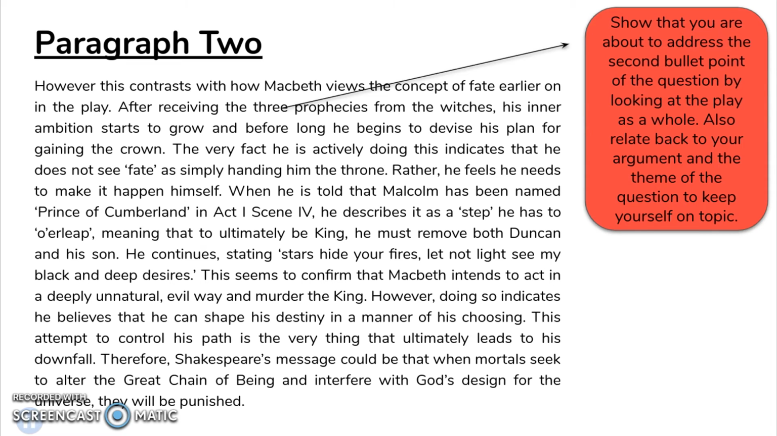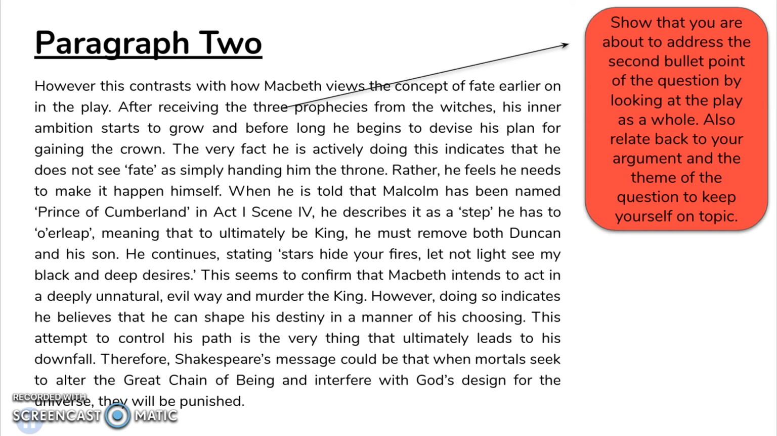His inner ambition starts to grow, and before long he begins to devise his plan for gaining the crown. The very fact he's actively doing this indicates that he does not see fate as simply handing him the throne. Rather, he feels he needs to make it happen himself, okay? Now, this is my kind of argument about fate, is that at the start, he thinks he can control it, whereas later he realises he can't.